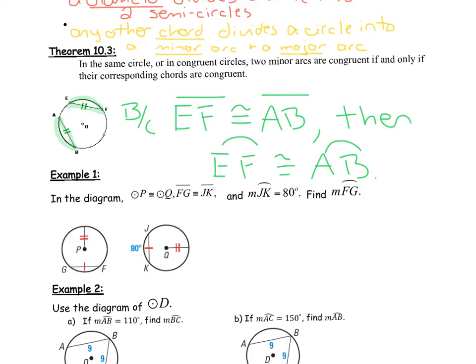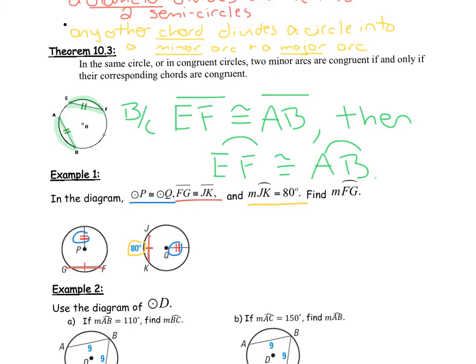Looking at example 1, it says in the diagram, circle P is congruent to circle Q, which we can see because the radii are marked congruent. We're also told that FG is congruent to JK. These guys are chords. We can see these chords are congruent to each other again because of the tick marks. And then we're told that the measure of arc JK is 80 degrees, which is right here in this diagram. After all that given information, we are asked to find the measure of arc FG.